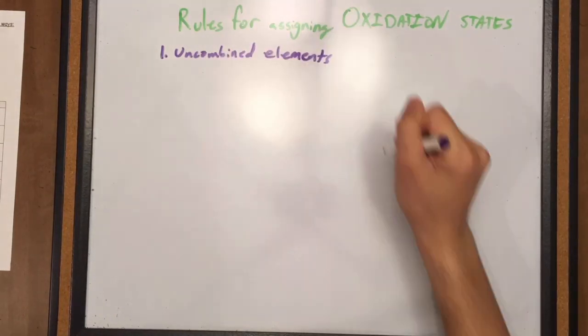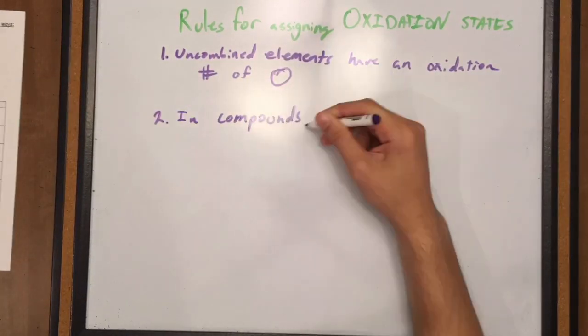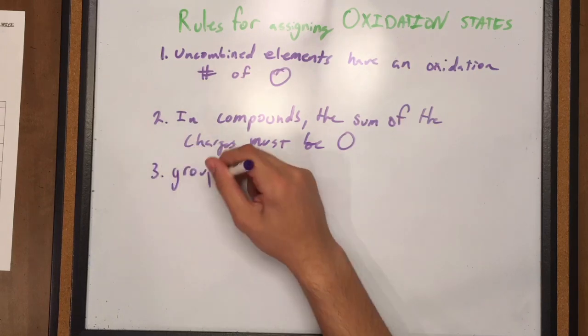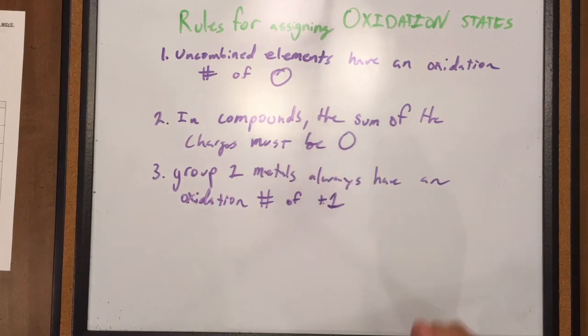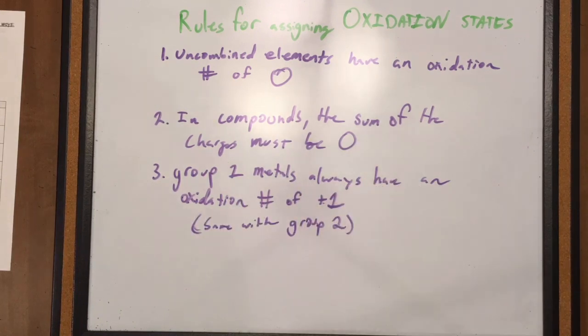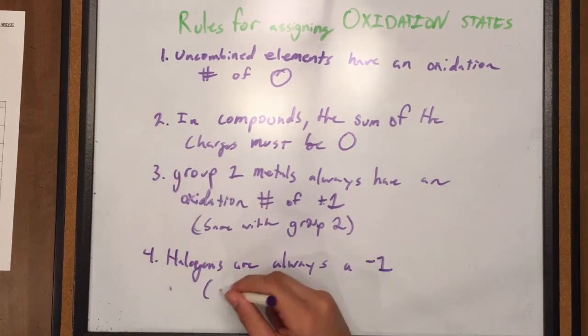Rule 1. Uncombined elements have an oxidation number of 0. Rule 2. In compounds, the sum of the charges must be 0. Rule 3. Group 1 metals always have an oxidation number of +1. Group 2 has +2. Rule 4. Halogens are always a -1.